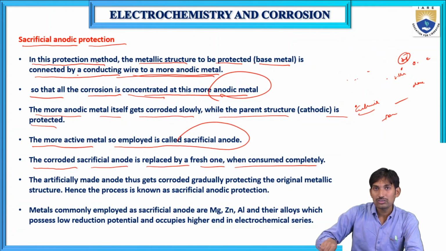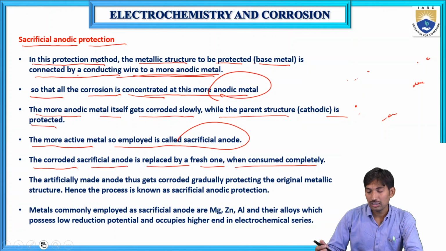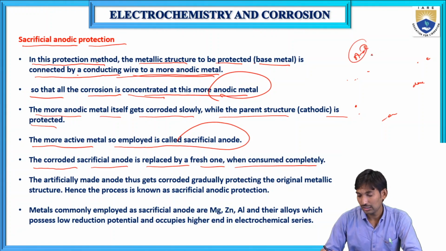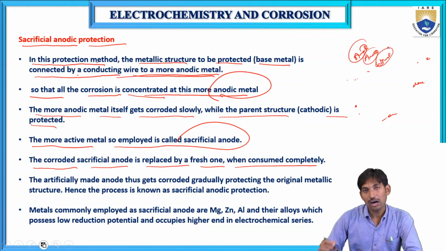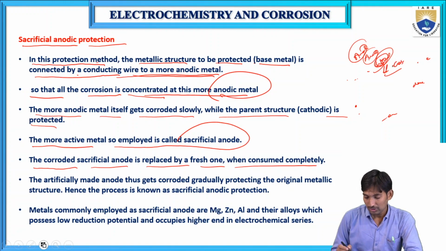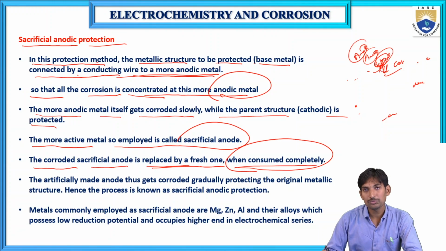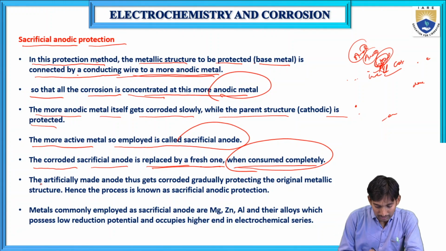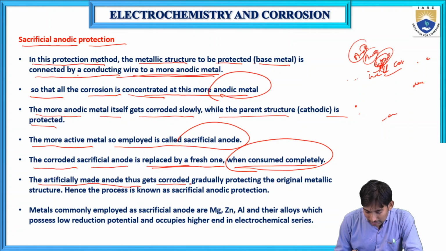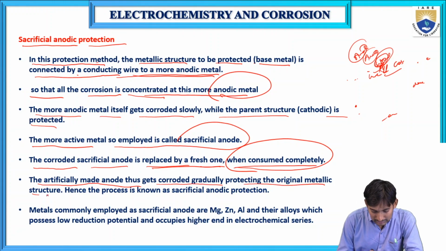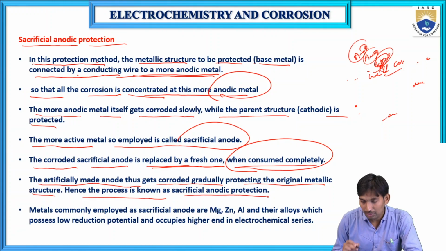If this electrochemical corrosion continues for several days, the anode continuously undergoes oxidation and is corroded. After some days, it will be corroded completely and disappear. So from time to time, when the anode is completely consumed, we have to take a fresh anode in this method. The artificially made anode thus gets corroded gradually, protecting the original metallic structure. Hence the process is known as sacrificial anodic protection.